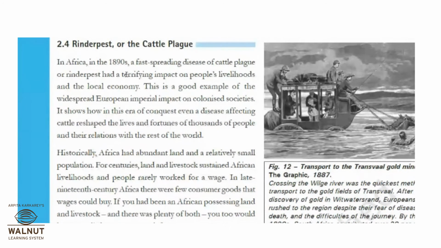This is a good example of the widespread European imperial impact on colonized societies. It shows how, in the era of conquest, even a disease affecting cattle reshaped the lives and fortunes of thousands of people and their relations with the rest of the world.